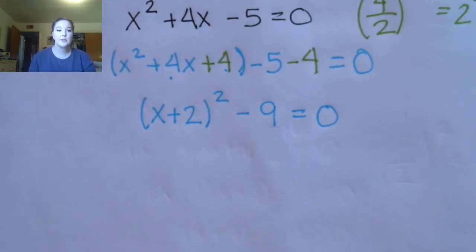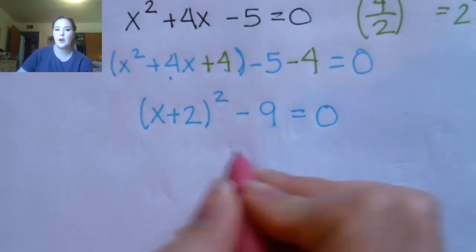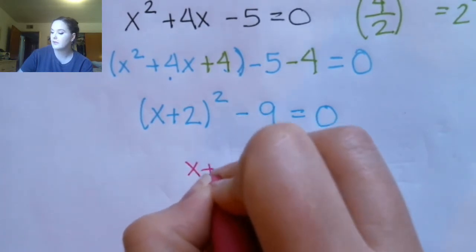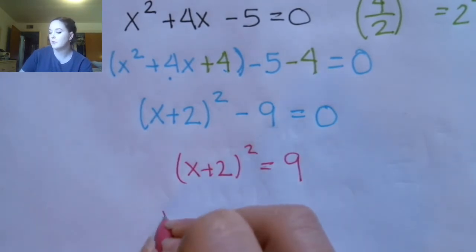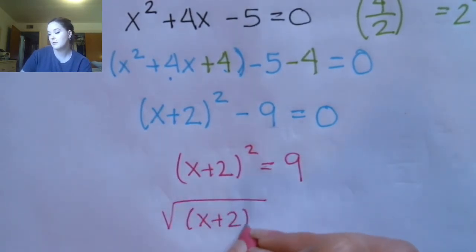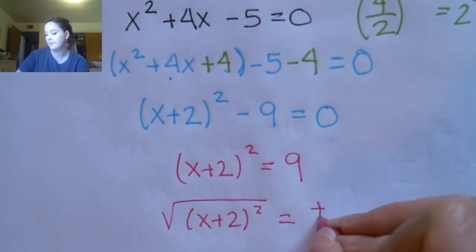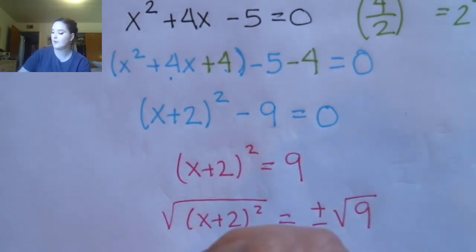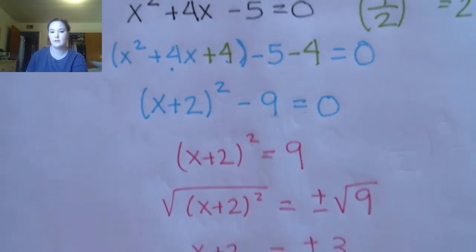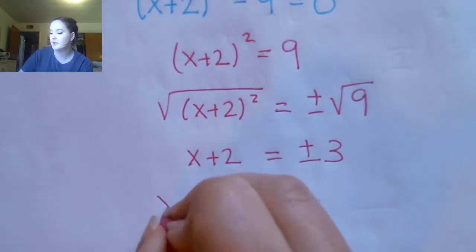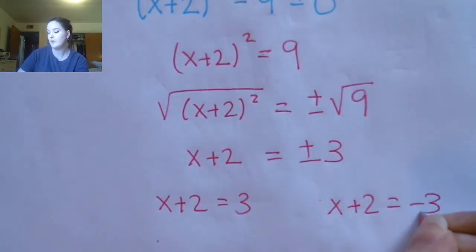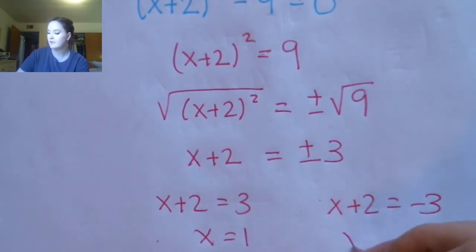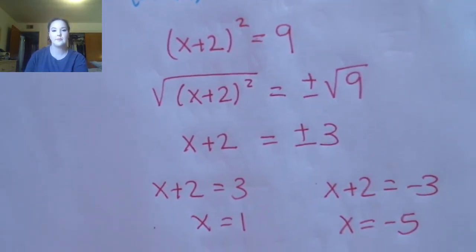So now I'm going to do extraction of roots to finish up the problem. So I'm going to isolate my square by adding 9 to both sides. Then I'm going to square root both sides, not forgetting about my plus or minus. So this gives me x plus 2 equals plus or minus 3. And again, I'm going to split this up to get my two solutions. So this gives me x equals 1, and this gives me x equals -5.